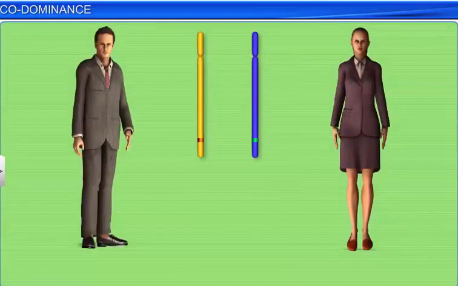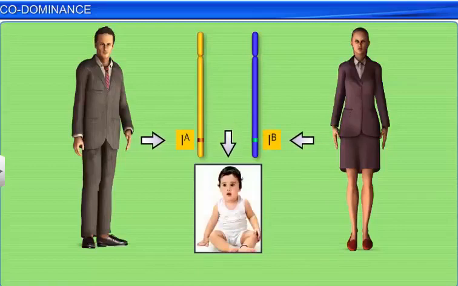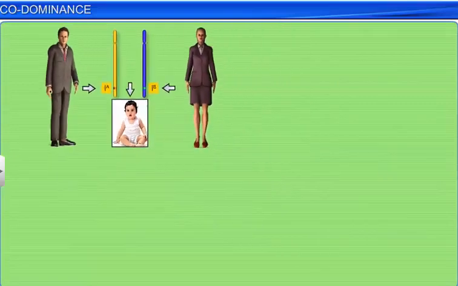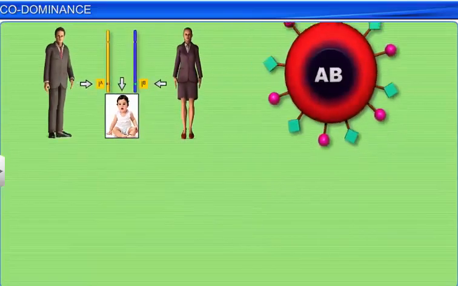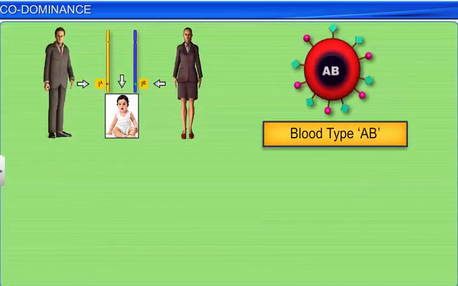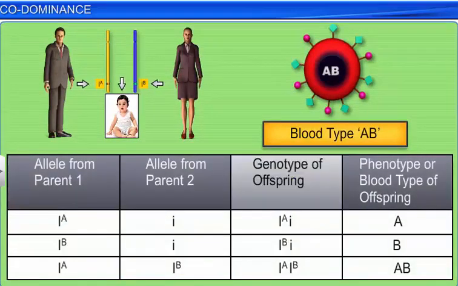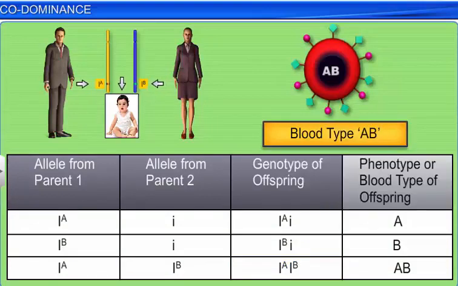However, when the allele from one parent is IA and from the other is IB, both the alleles express their own types of sugar in the offspring due to codominance. In this case, the RBCs have both A and B types of sugars in them, and the genotype of the offspring is IA IB, and the phenotype or the blood group is AB.